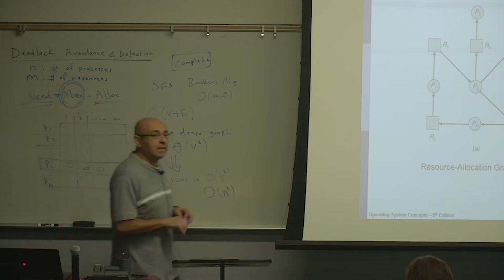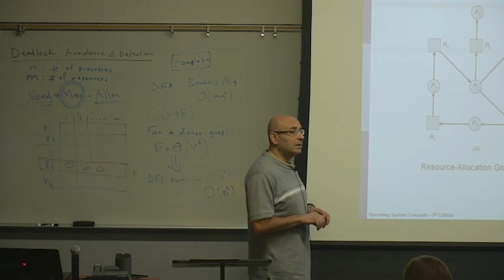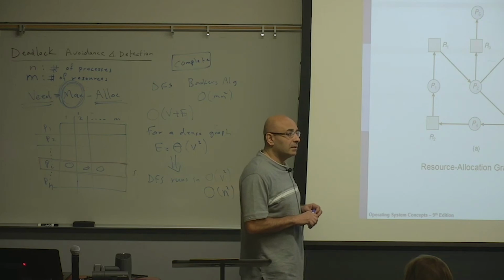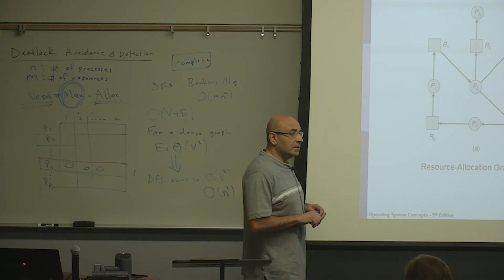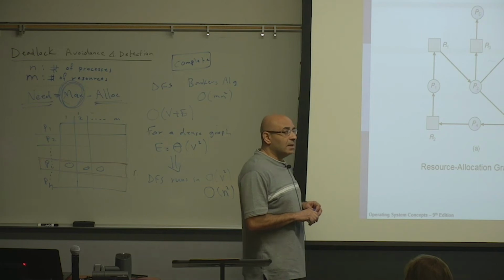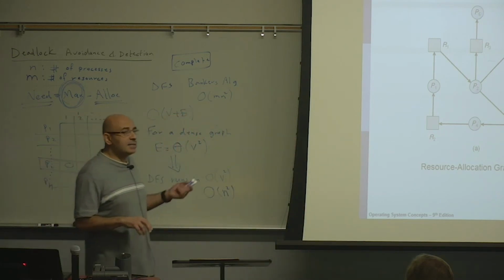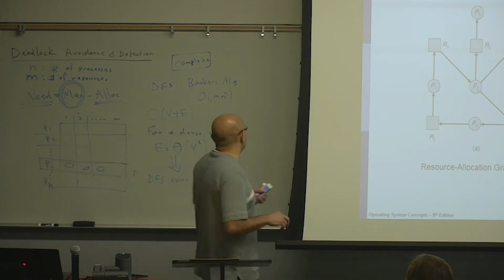For the banker's algorithm, if we can't find a safe state sequence, is that still O of m n squared, or wouldn't it be considerably less? Well, that's the worst case, right? So n squared, that's the worst case.